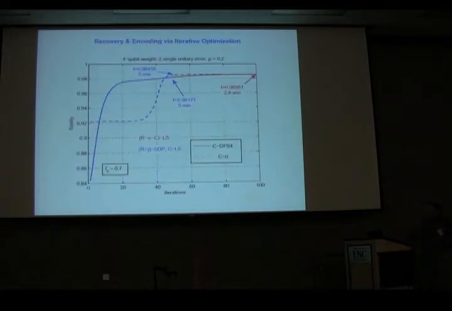So here's an example talking more about the process, which is kind of interesting. Here we're looking at a 4-qubit code with weight 2 errors, and each error on the channel is the same unitary, which I picked at random. And the probability of that occurring is 0.2.